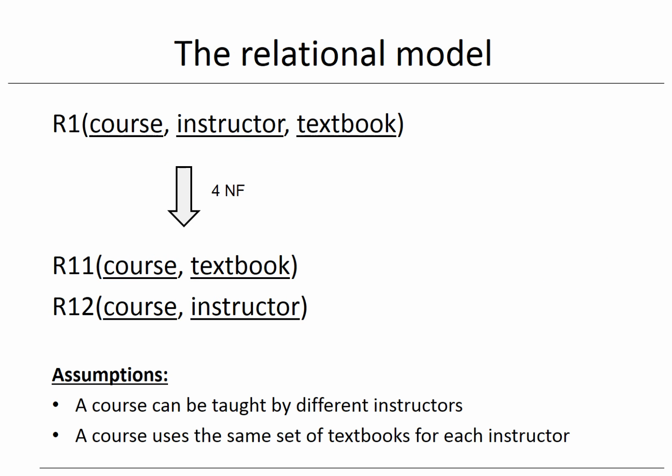Suppose we have a relation R1 including information about courses, instructors, and textbooks. The assumptions are as follows. A course can be taught by different instructors, and a course uses the same set of textbooks for each instructor. Hence, we have a multivalued dependency between course and textbook. In other words, each course exactly determines a set of textbooks independently of the instructor. To bring it in fourth normal form, we create two relations, R11 with course and textbook, and R12 with course and instructor.